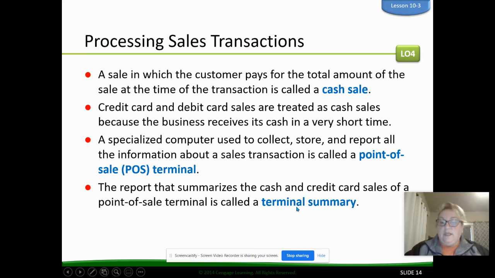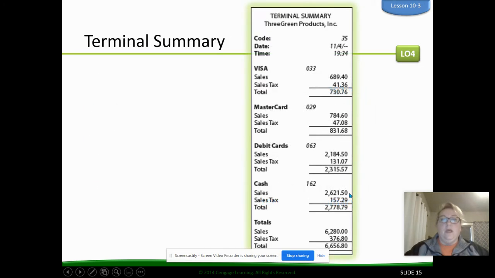And so at the end of the day, those are what we call the terminal summaries. So we would know exactly, we can pull exactly how much each terminal, so each cash register, sold in cash, credit cards, debit card, all of that. We'll be able to know exactly how much it was and by which type of payment in our terminal summary. So here's an example of what one of those looks like. And they're all different. This is just kind of a generic one, but it just kind of shows you how it would look broken up.